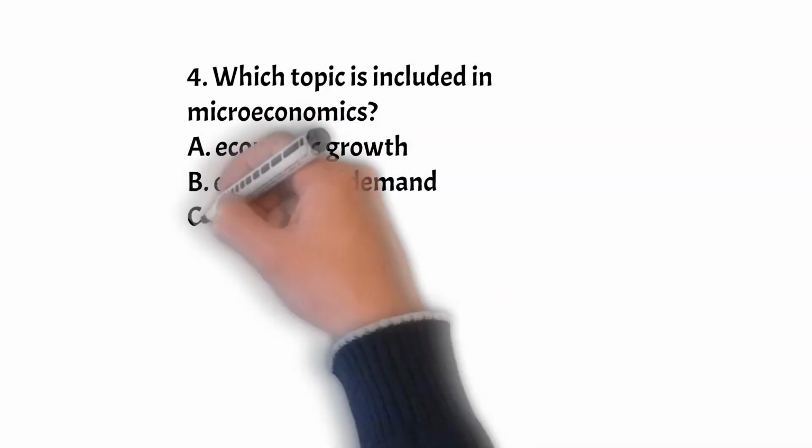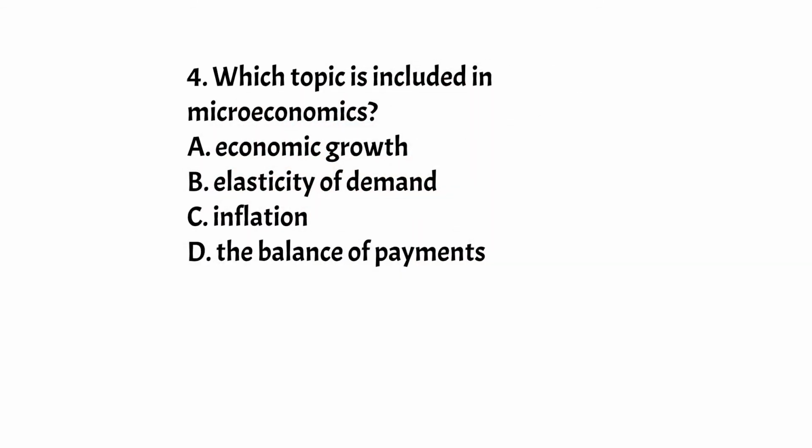Question 4. Which topic is included in microeconomics? A. Economic growth. B. Elasticity of demand. C. Inflation. D. The balance of payments. Well, only one of these is from microeconomics. A, C, and D are to do with macroeconomics. The answer is B. Elasticity of demand.